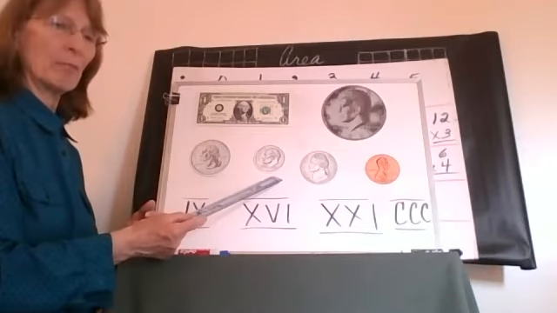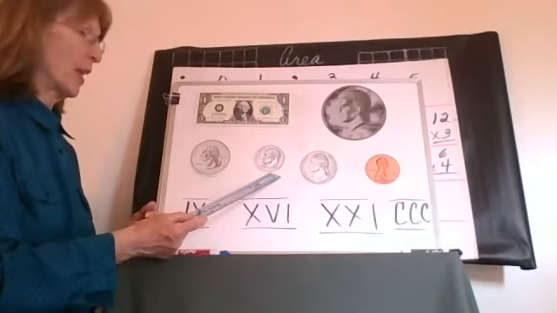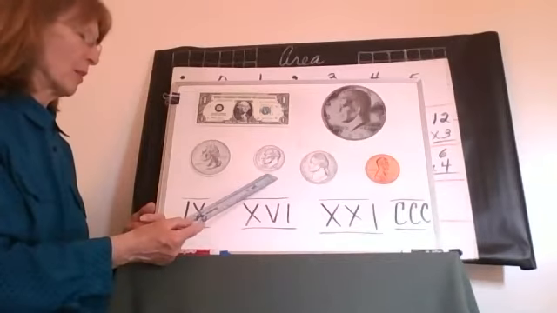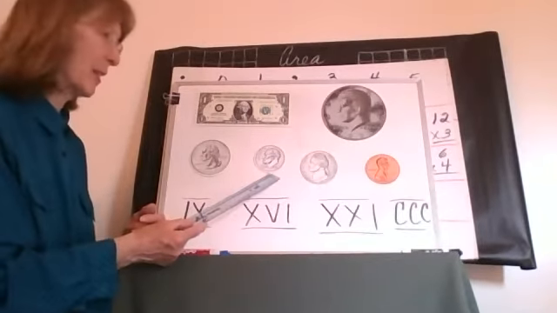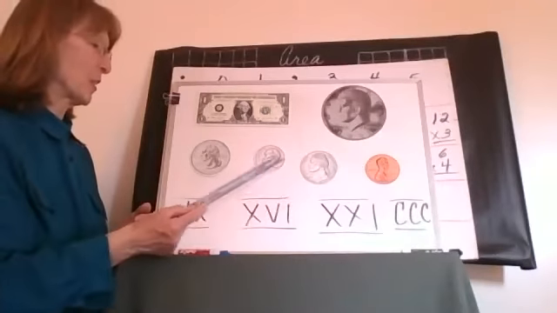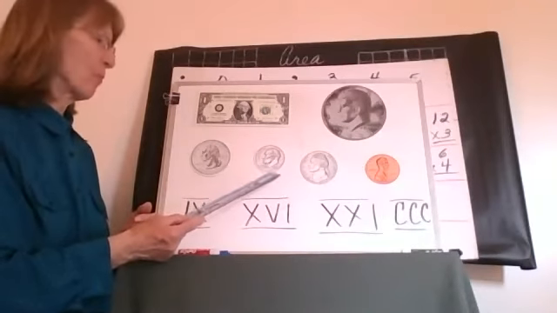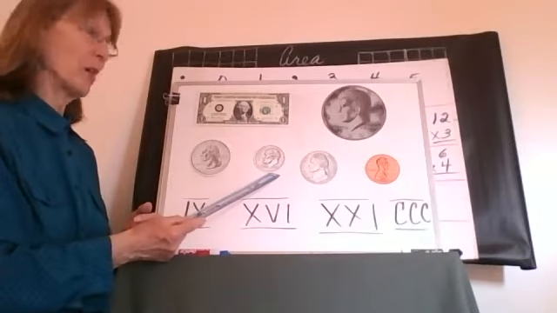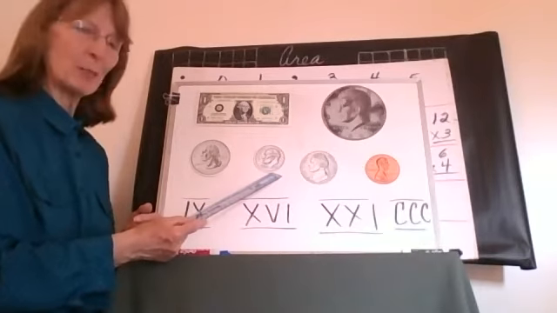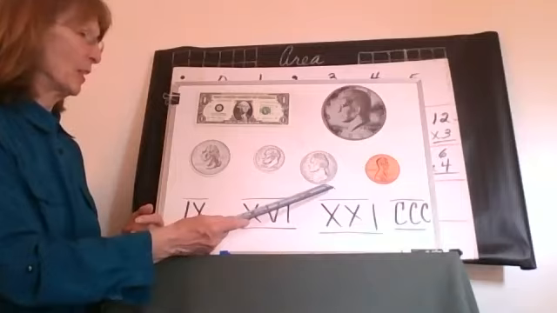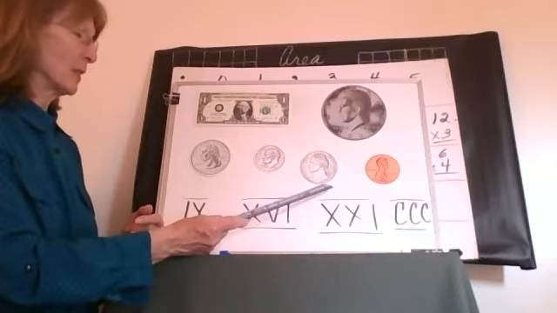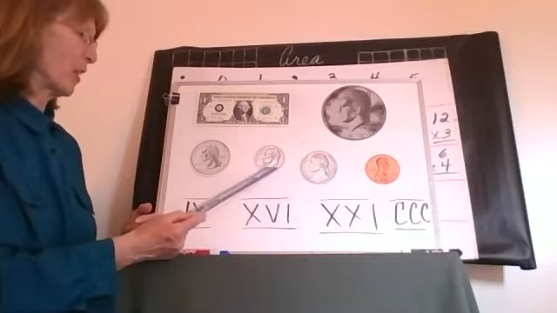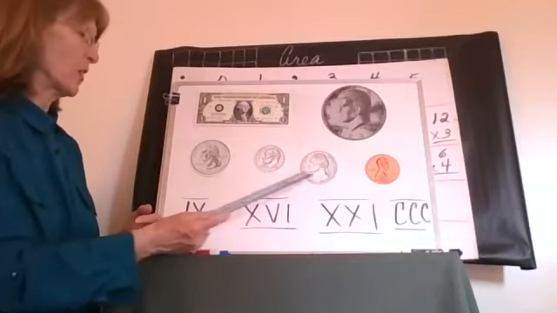What about a dime? How many pennies equal a dime? 10? Yes. 10 pennies is the same as one dime. So a dime has a value of 10 cents. The nickel has a value of 5 cents. It's half the value of the dime. 5 is half of 10.